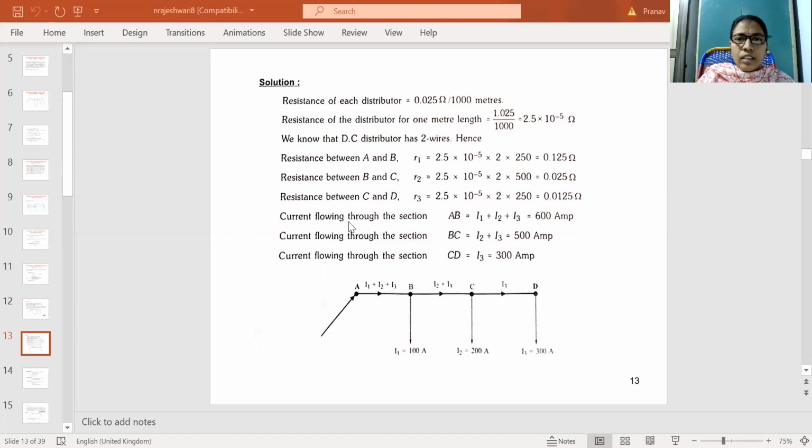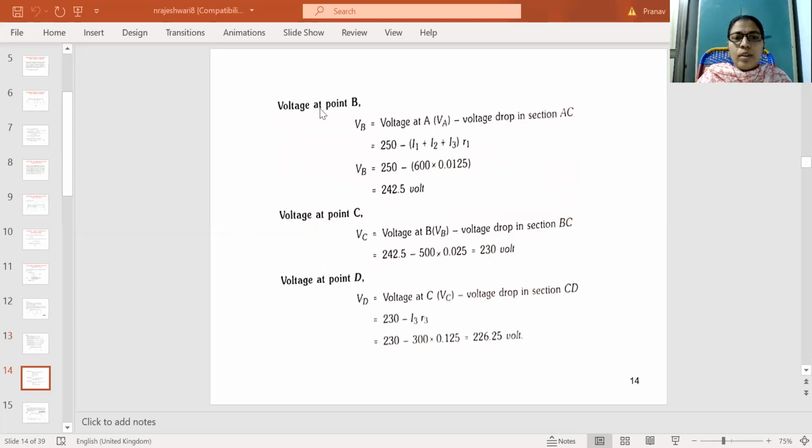And the current flowing through the section AB is I1 plus I2 plus I3, which is 600 amperes. The current flowing through the section BC is I2 plus I3, which is 500 amperes. The current flowing through the section CD is 300 amperes. So now we have to calculate the voltage at point B, point C, and point D.